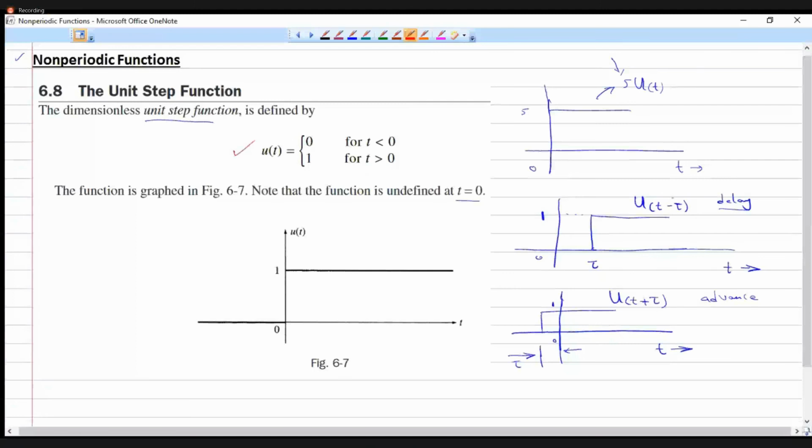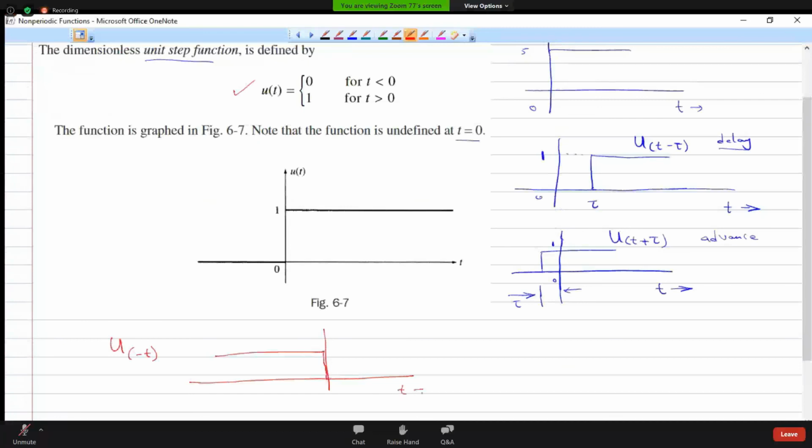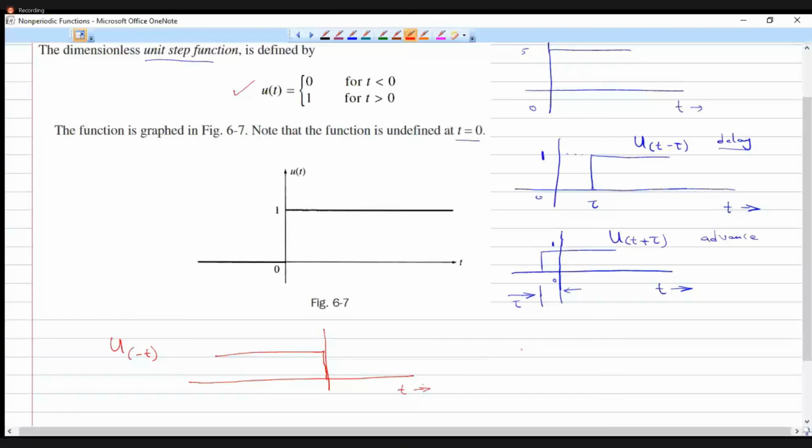Also I had told you that you can do delay and advance operations. You can delay this unit step function by writing it as u of t minus tau, or you can advance it by writing u of t plus tau. Also you can do another operation, u of minus t, which is nothing but shifting this towards negative time. A lot of operations are possible, which you will study in your signals and systems course.